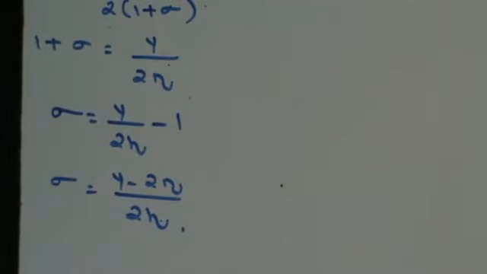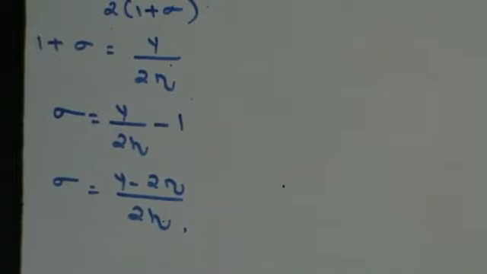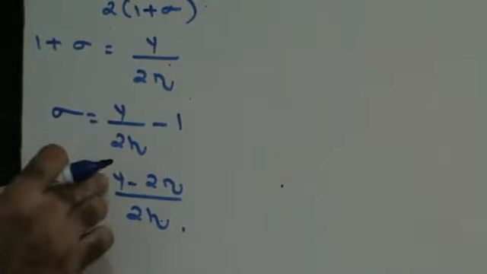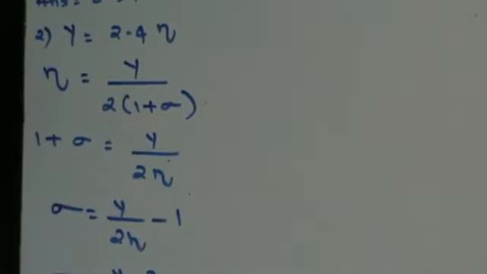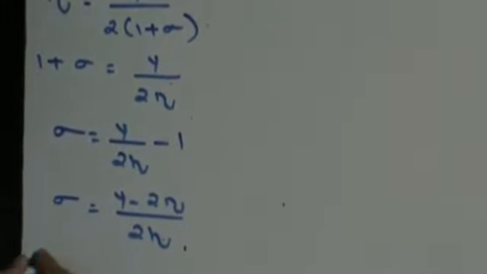So your answer should be Y minus twice modulus of rigidity upon twice modulus of rigidity. You can substitute the value of Young's modulus as 2.4 times modulus of rigidity. You should get the answer for this sum. The answer should be 0.2. Right? Take down our next sum please.